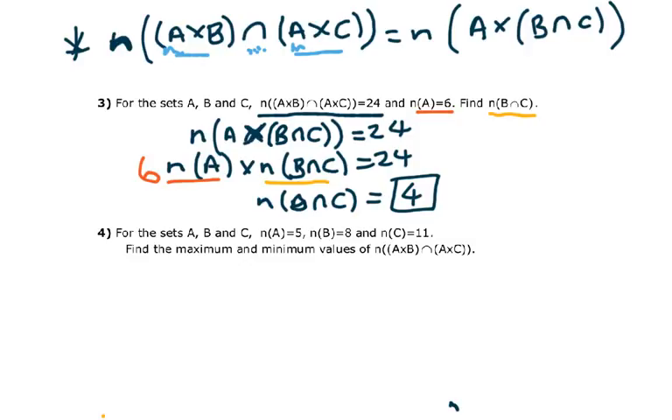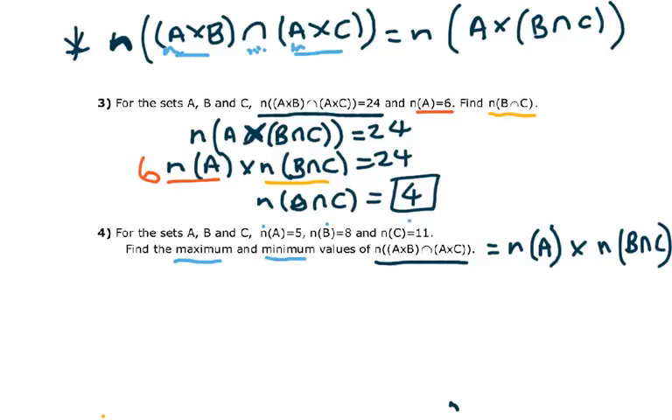So in example number 4, we see our friend again here, the number of elements in A cross B intersected with A cross C, and as we saw in our last example, that's equal to the number of elements in A times the number of elements in the intersection of B and C. The other interesting part here is we're looking at the maximum and minimum values for the number of elements. We're told the number of elements of all the different sets. So they're going to occur either when they're a subset or when they're disjoint sets.